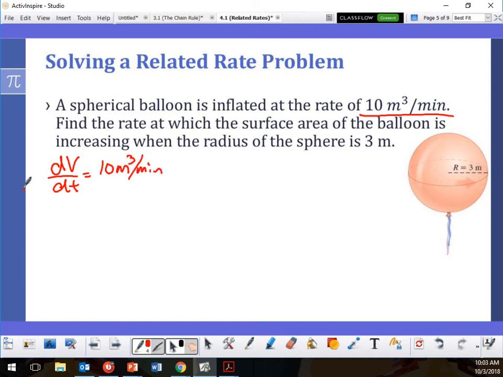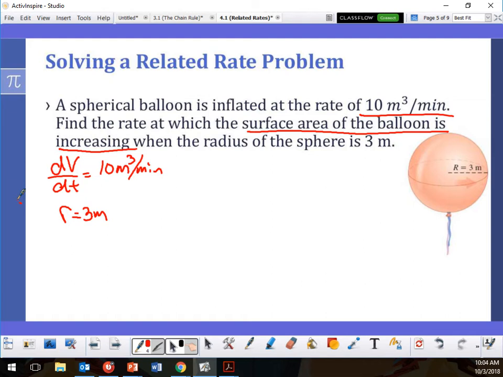Okay. Find the rate at which the surface area of the balloon is increasing when the radius of the sphere is 3 meters. Okay, so what other information do I have? The radius. Okay, the radius is 3, right? So R is 3 meters. And surface area.